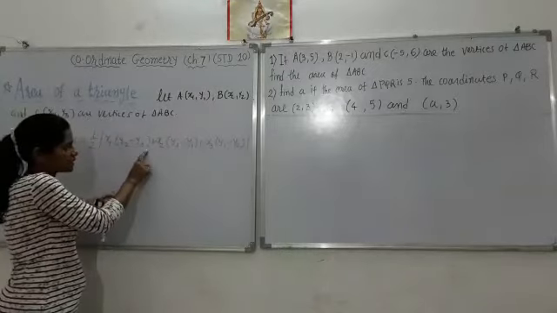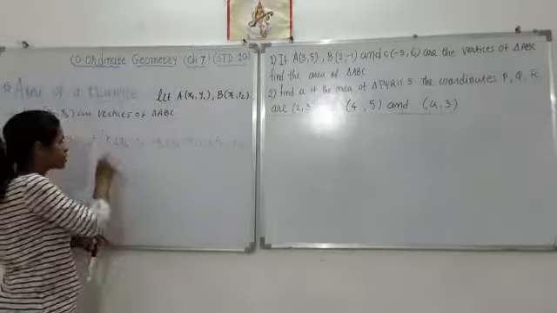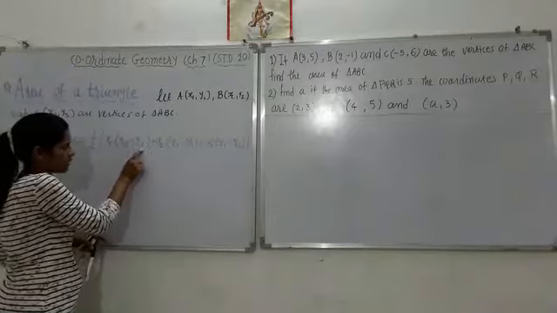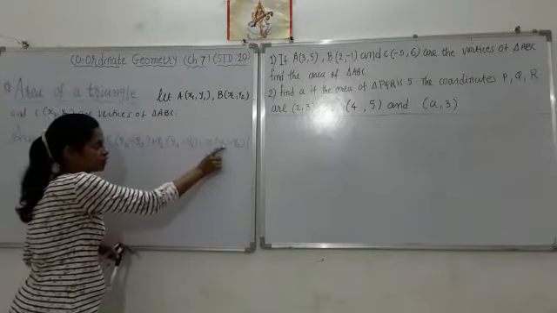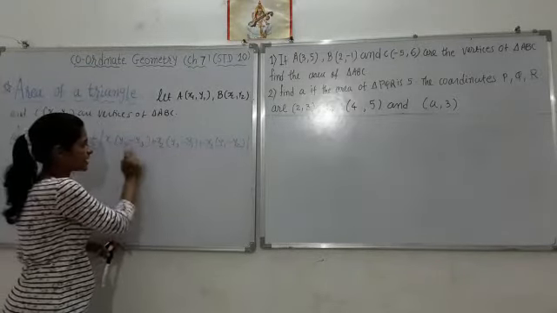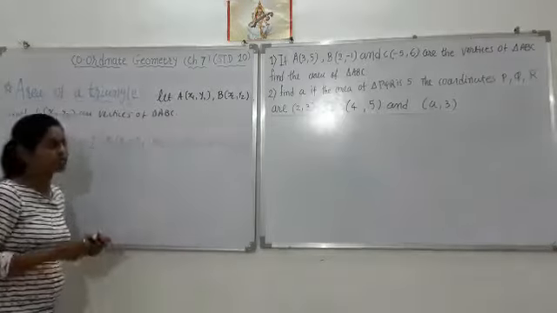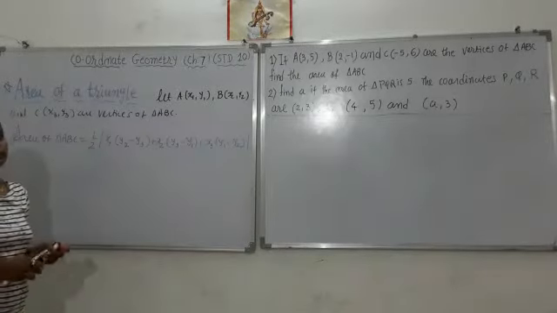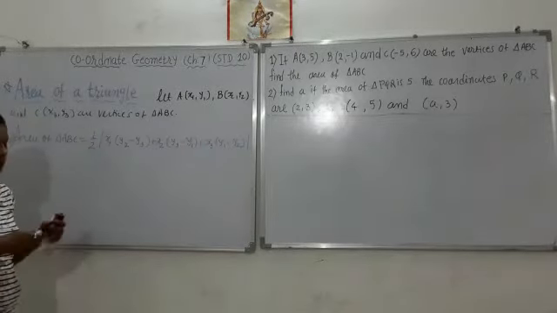Now remember this sequence 1, 2, 3. So here x1, and here y2, y3. Then 2, 3, 1. Then 3, 1, 2. Here is the x coordinate and here is the y coordinate difference. Now let us consider two examples based on this area formula.